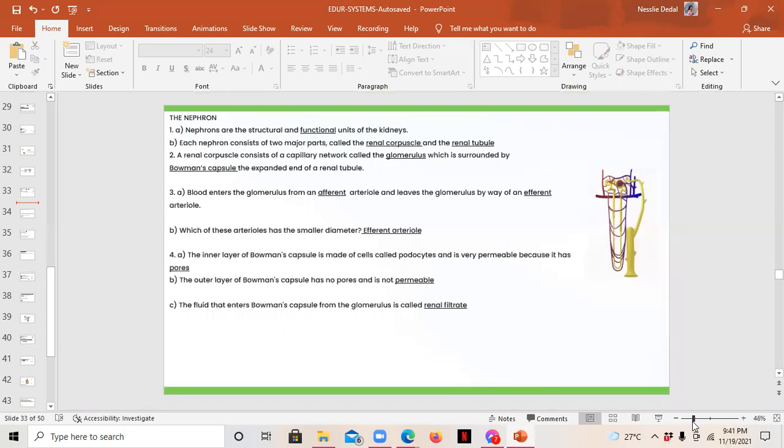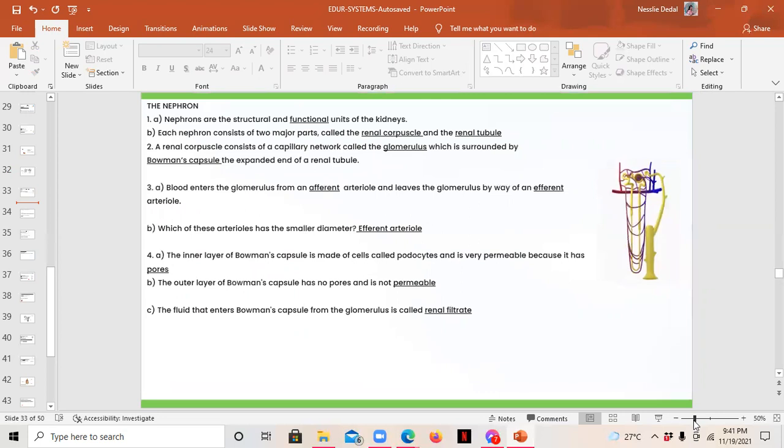The nephron. Number 1. A. The nephrons are the structural and functional units of the kidneys. Letter B. Each nephron consists of two major parts, called the renal corpuscle and the renal tubule. Number 2. A renal corpuscle consists of a capillary network called the glomerulus, which is surrounded by a Bowman's capsule, the expanded end of a renal tubule.